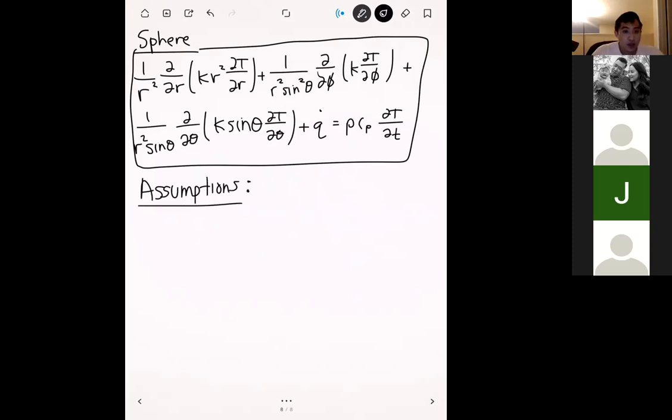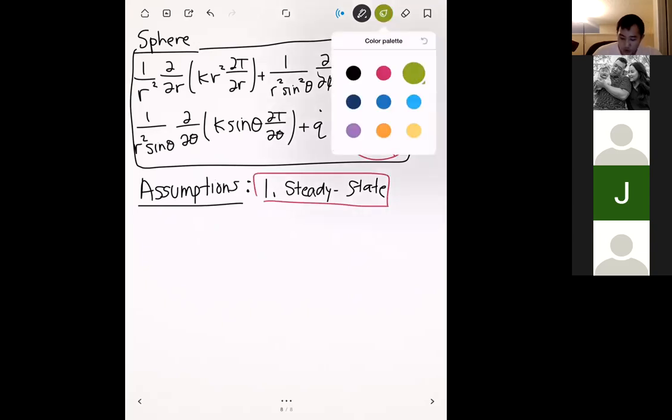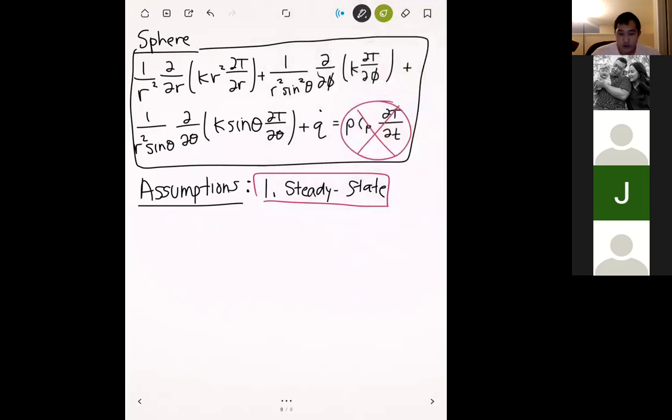Okay, and so the first assumption that we make is steady state, just like we always have, right? Due to the steady state assumption, we can go ahead and cancel out this term. Any derivatives with respect to little t, we're just going to ignore for now.